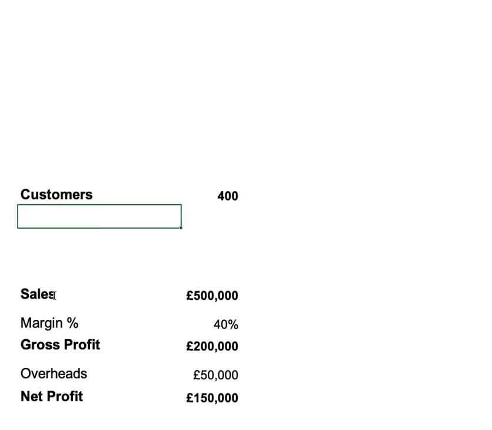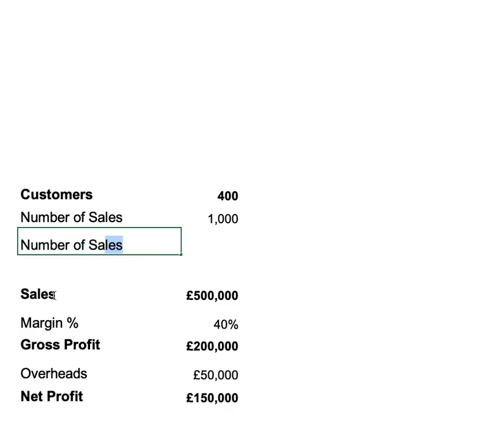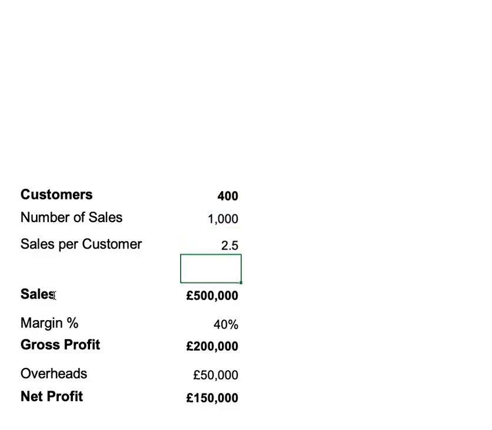And from our records, we've checked on the number of invoices that are being issued and paid. So we know our number of sales. And for our last full year, that was 1,000. So we know that on average, our number of sales per customer. Let's call that sales per customer. So 1,000 divided by 400, 2.5. So on average, our customers are purchasing from us 2.5 times a year.